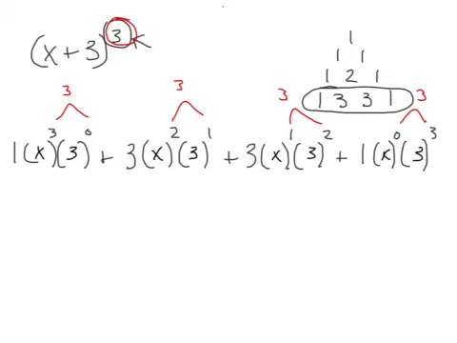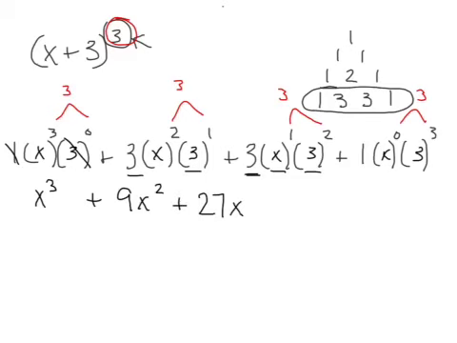Okay, again, this is going to be 1 times 1, leaving us with just x cubed. Here we have 3 times x squared times 3 to the first power. Well, that's just going to be 3 times 3, which is 9x squared. Here we have 3 times x times 3 squared. Well, 3 squared is 9 times this 3 leaves us with 27. So we have plus 27x.